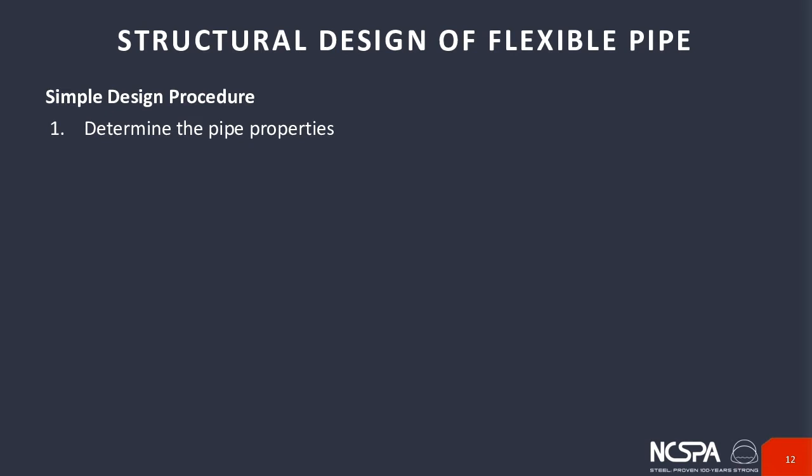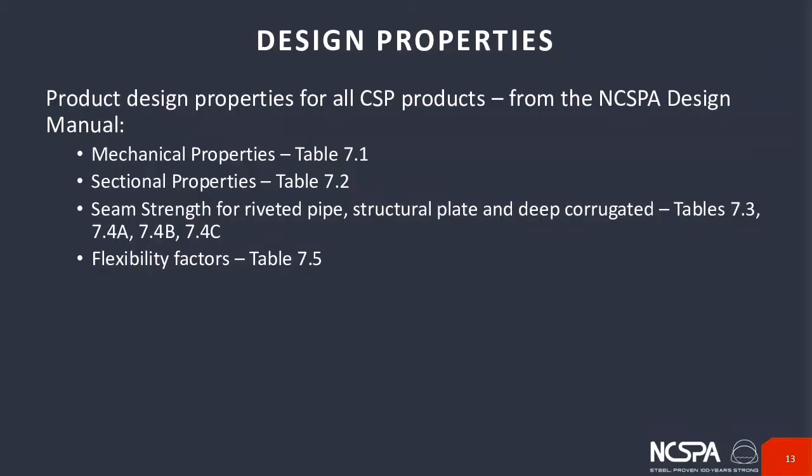But the first step is always to determine the pipe properties. So the pipe properties are available from a number of sources. The one that again we use primarily is the NCSPA design manual. The same manual that has the design methodology that I'm going over today also contains all the mechanical, sectional properties, seam strength properties, and flexibility factors that I'll be utilizing in the design methodology today. A lot of these properties are also contained in ASTM and also in AASHTO standards as well.